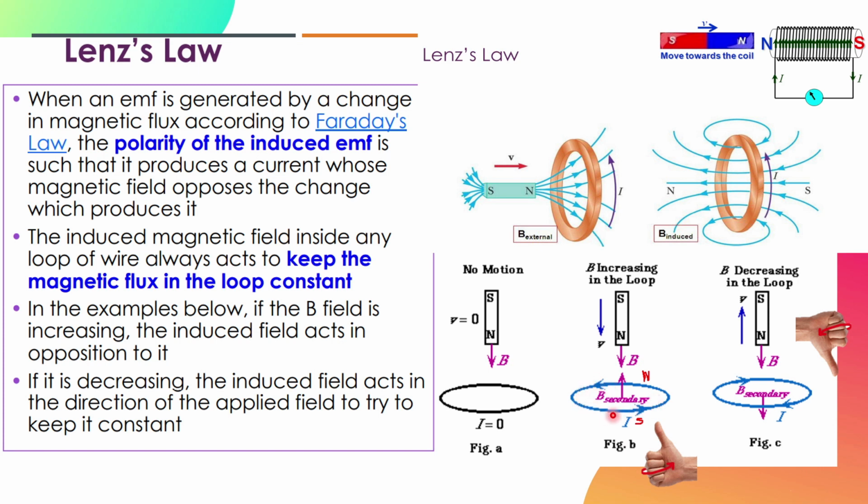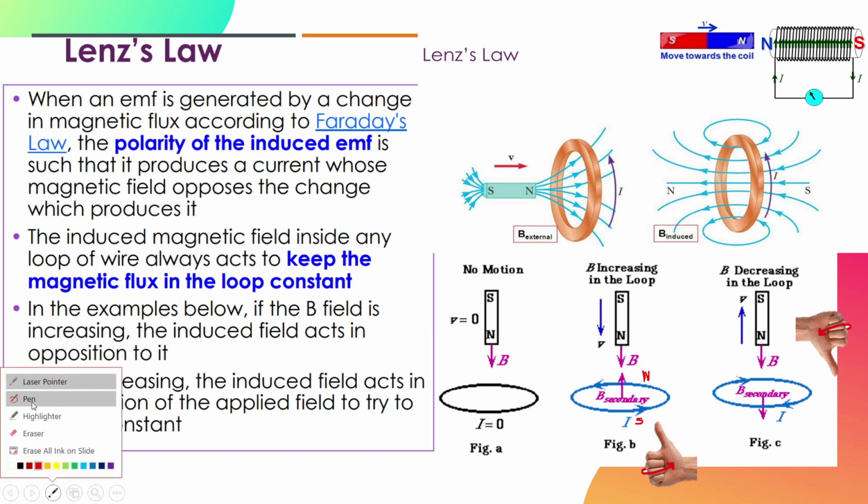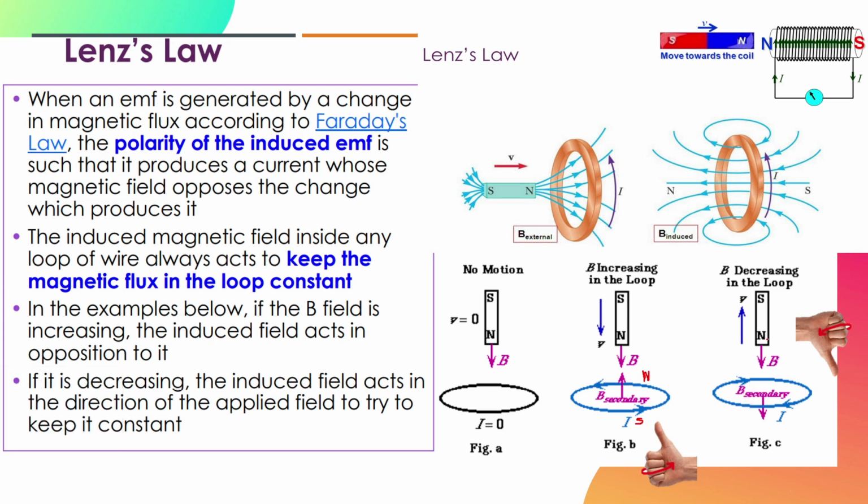Boleh? Okay, but what happens if the bar magnet tries to move away from the loop? Bila bar magnet nak pergi jauh daripada loop ini, the magnetic field will decrease in the loop. Betul? The magnetic field around here will decrease, but the loop will try to keep the magnetic flux in the loop constant. So the induced magnetic field will act in the same direction. So that means here we are going to have, so here we have north pole, right?